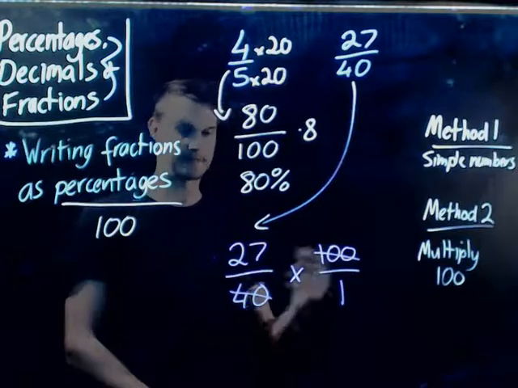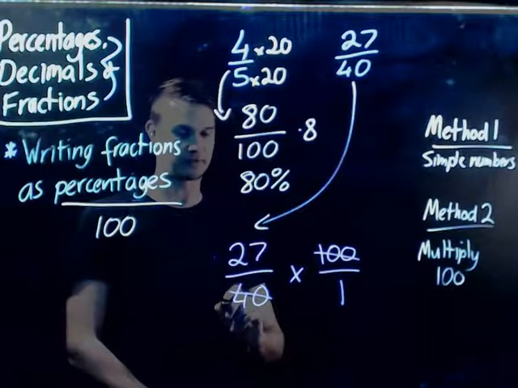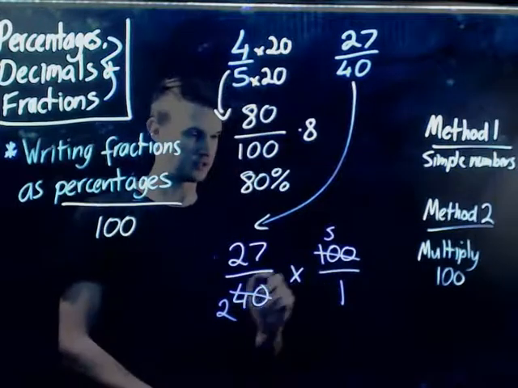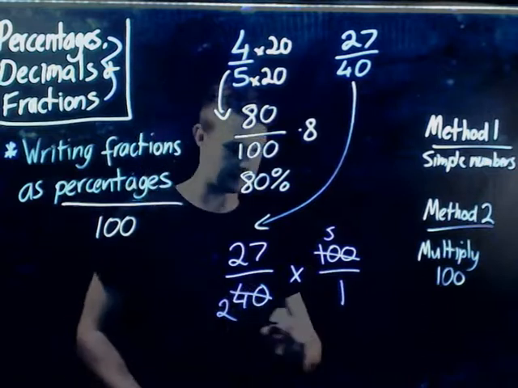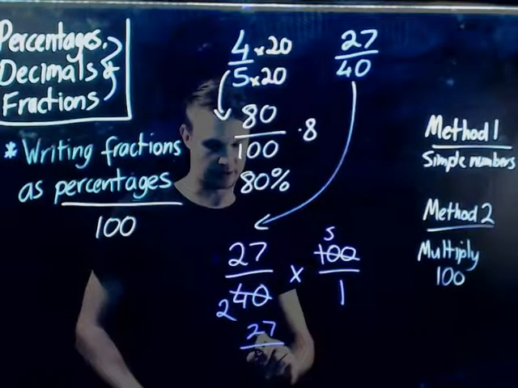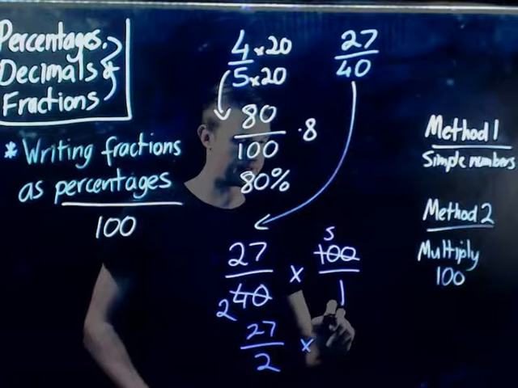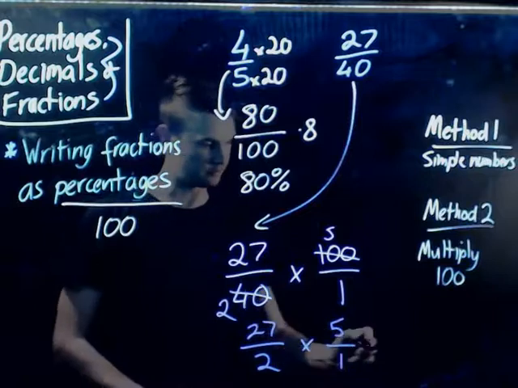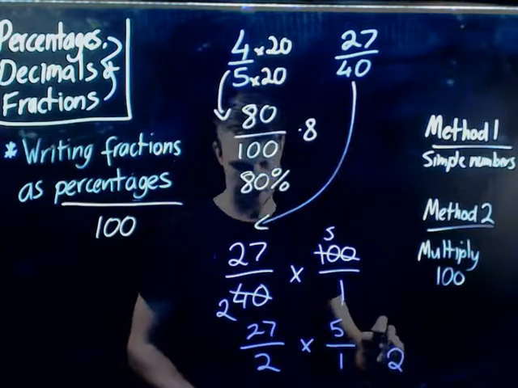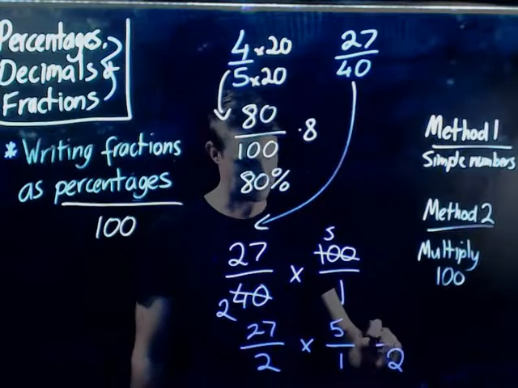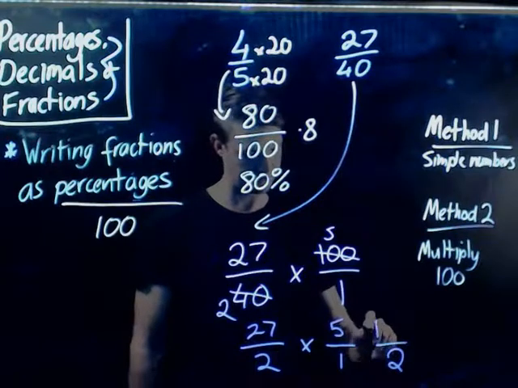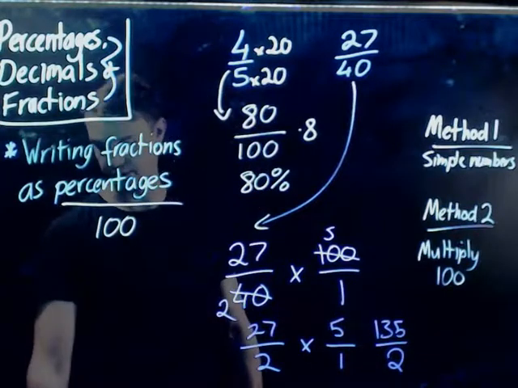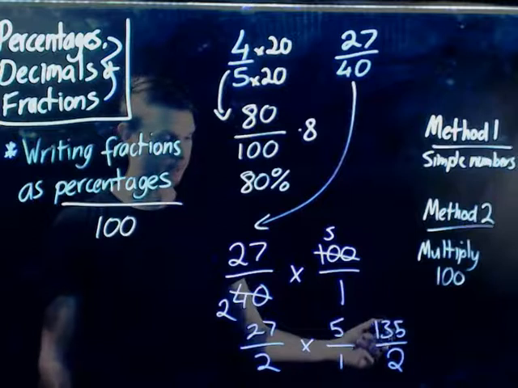Okay, I'll use 20. So they both have 20 in common, so 20 goes into 40 twice, and into 100 five times. So really I have 27 over 2. I'll write this down here. 27 over 2 multiplied by 5 over 1, okay, which will give me 2 on the bottom, and that will also give me 135 on top. Okay, so I have 135 over 2.